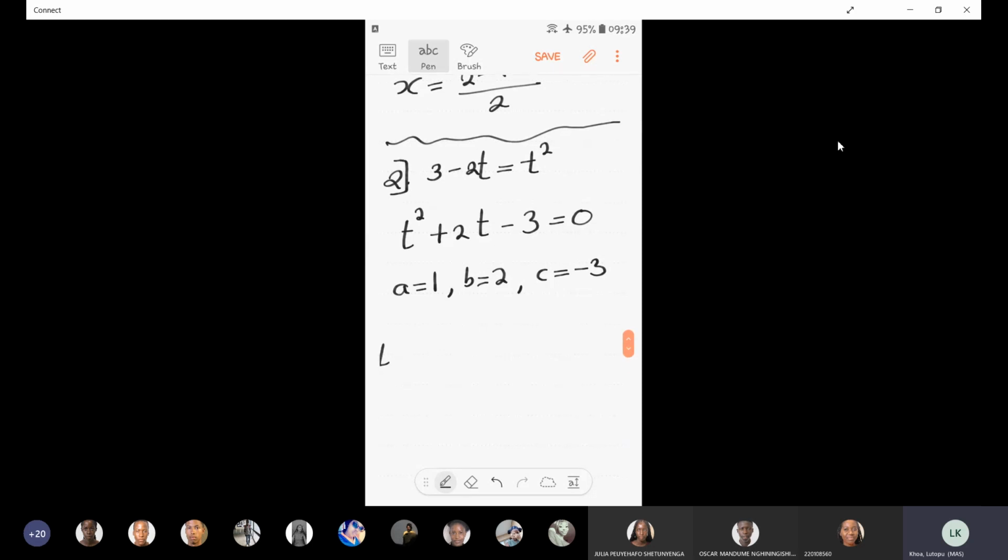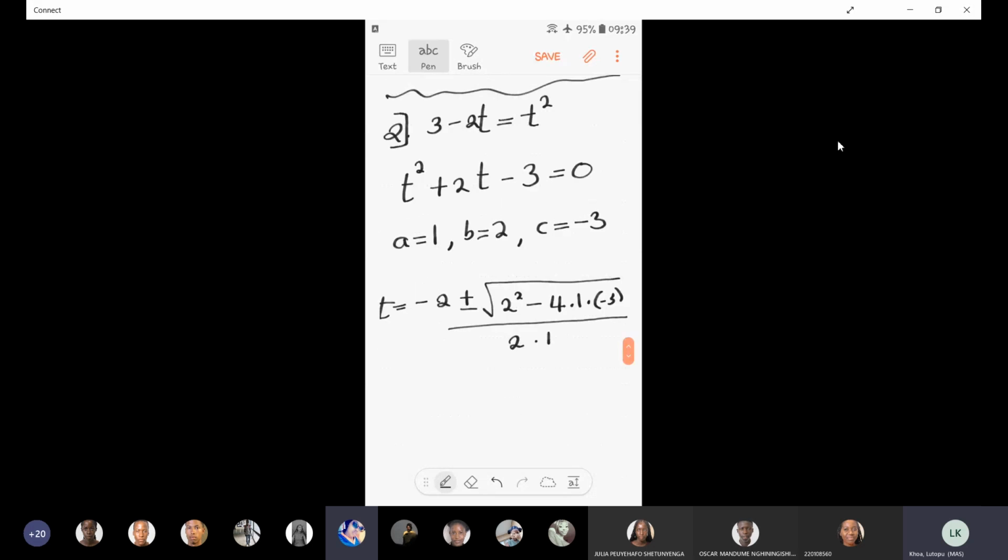So I will say t. It's always your variable, it's not x. t is equal to negative b, which is -2, plus or minus the square root of b squared, which is 2 squared, minus 4 times a, which is 1, times c, which is -3. And then this is all divided by 2 times a, which is 1.